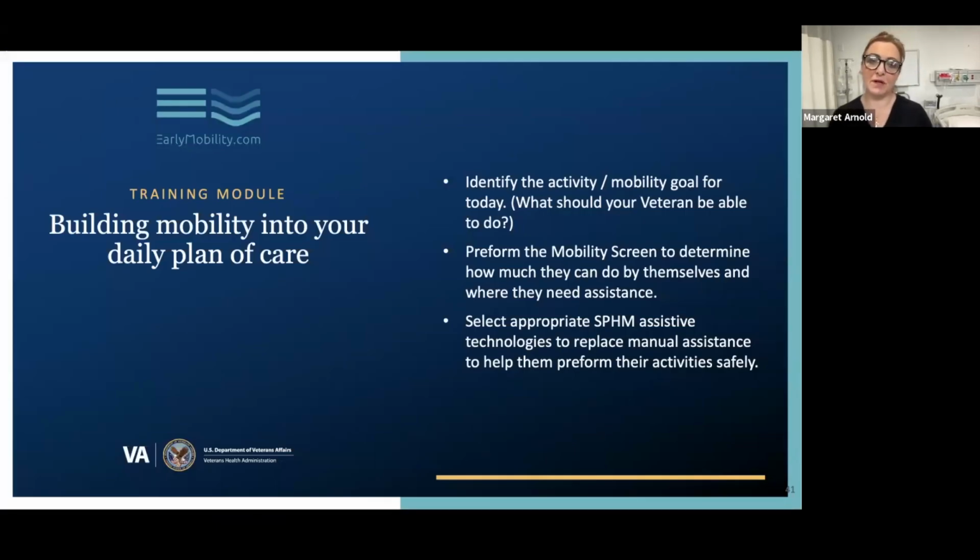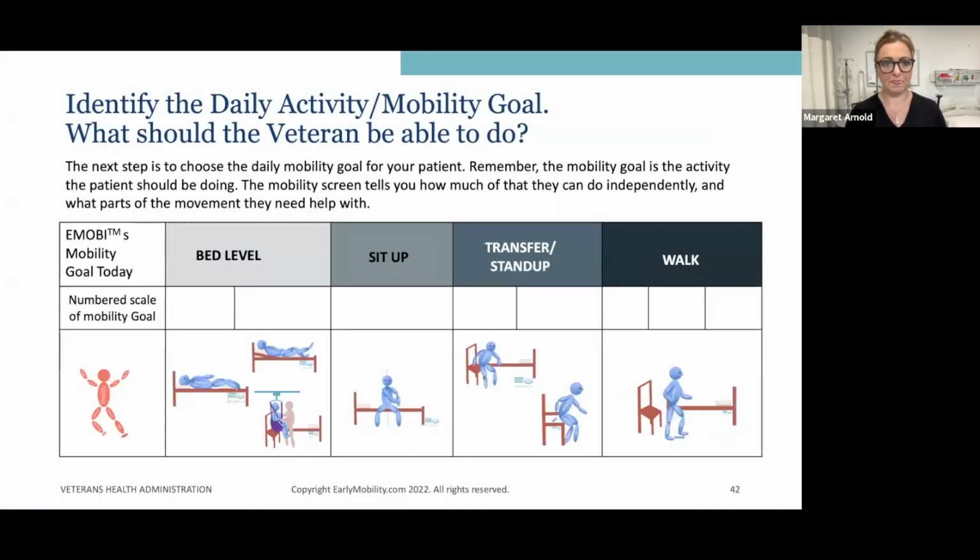So how do we build mobility into our daily plan of care? First, we identify the mobility or activity goal. Second, we do the mobility screen to determine how much they need help with. And third, we select the appropriate device to replace manual assistance to help them perform their activities safely.